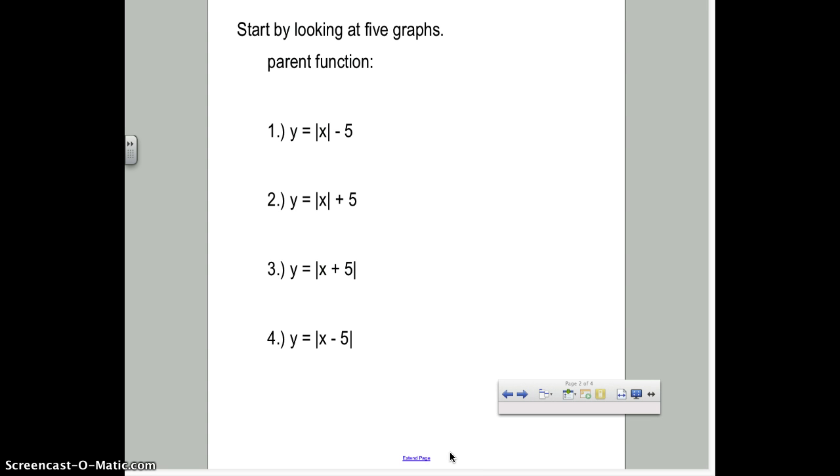Now, they're very, very similar. The first one is the absolute value of x minus 5. The second one is the absolute value of x plus 5. The third one is the absolute value of x plus 5. And the fourth one is the absolute value of the quantity x minus 5. Okay? We're going to compare all of these to the parent function for absolute value, y is the absolute value of x. Boring function, but this way we can decide how things are changing. So we're going to graph each one and decide what it means and come up with a plan as to how this works. Here we go.